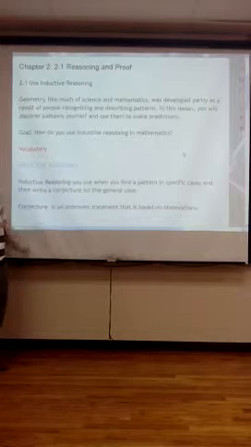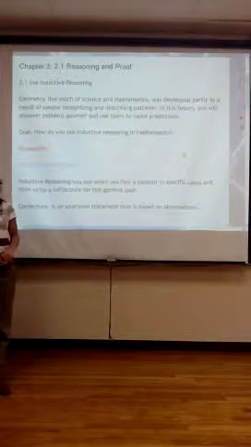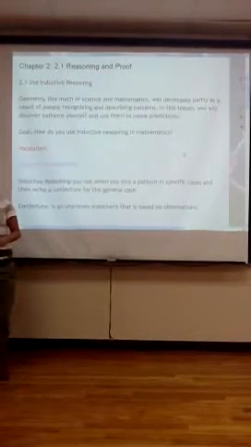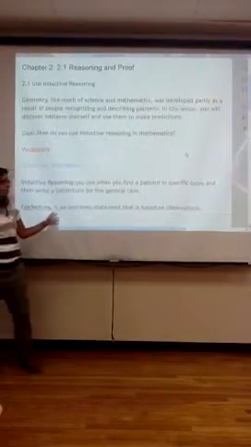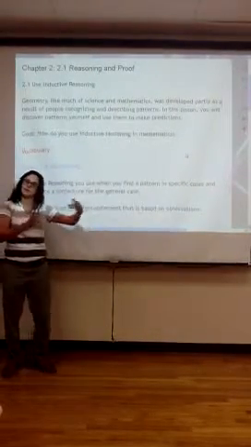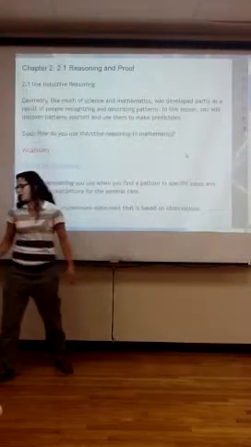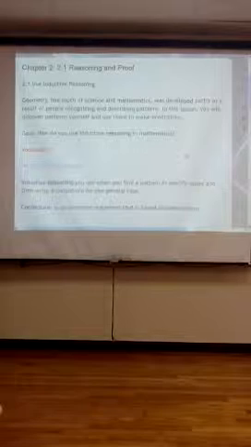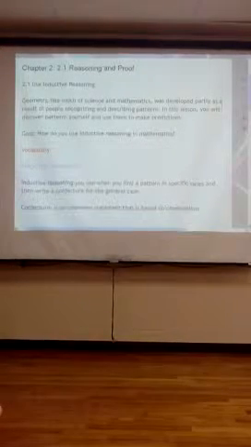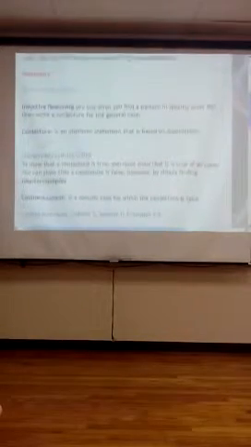A conjecture is an unproven statement that is based on observations. So we're looking at something that's happening, and then we can make a conjecture, we can say this is what's going to happen, and then we can actually show it, right? And then we'll learn how to disprove conjectures. We'll just go over it, and then we will try some.